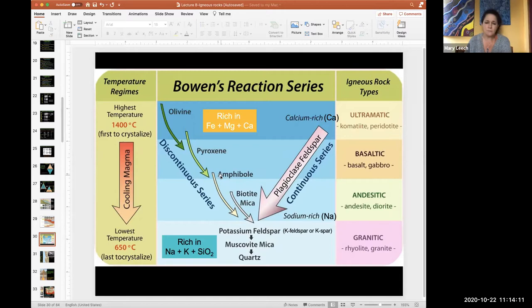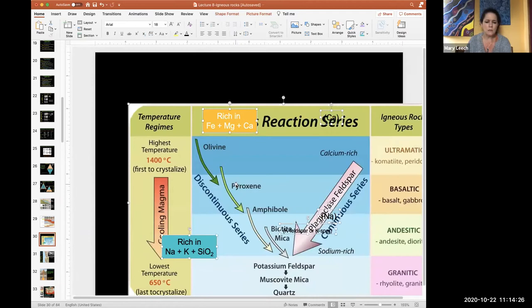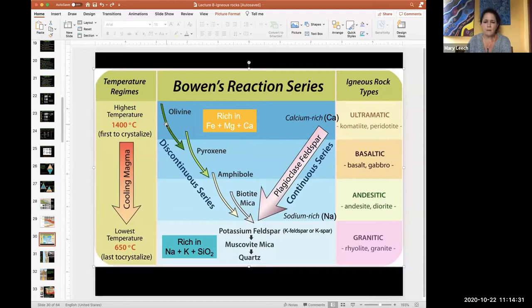So these are your mafic minerals on this side. This whole discontinuous side, these are your mafic minerals. These are all considered the dark minerals, the black or the green minerals. These three are black. This one is green. These are generally white. K-spar can be pink or white. And then muscovite is silvery. Quartz is usually colorless in a rock. We don't usually call quartz white, although if it was cloudy, I suppose it might actually be white. But if it's transparent, it's colorless most likely.